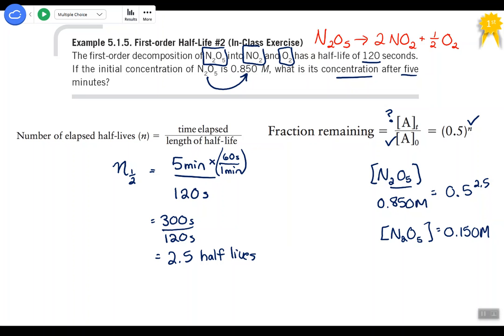But not every reaction is first-order kinetics. Sometimes it's zero order, sometimes it's second order, sometimes it's something else.